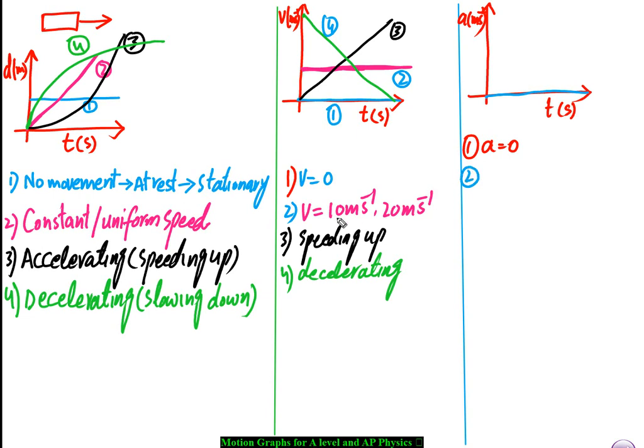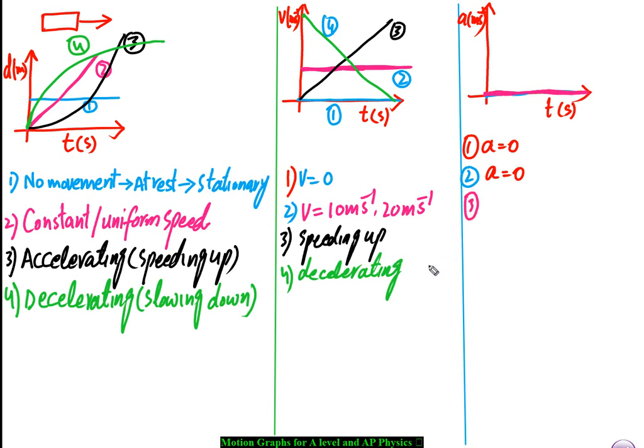The second one, velocity is constant. So we also need to understand, if the velocity is constant, what does it mean? It also simply means that acceleration is equal to 0. So again, you have to draw here. Even if the body has velocity, the body has speed, but that is constant, we just need to draw a horizontal line here.